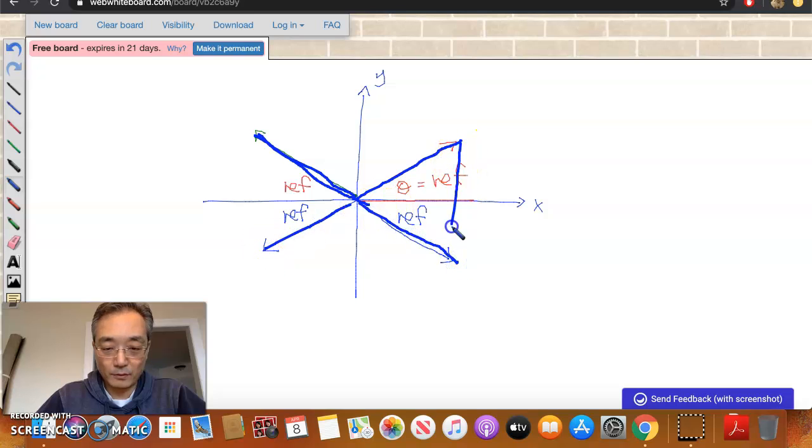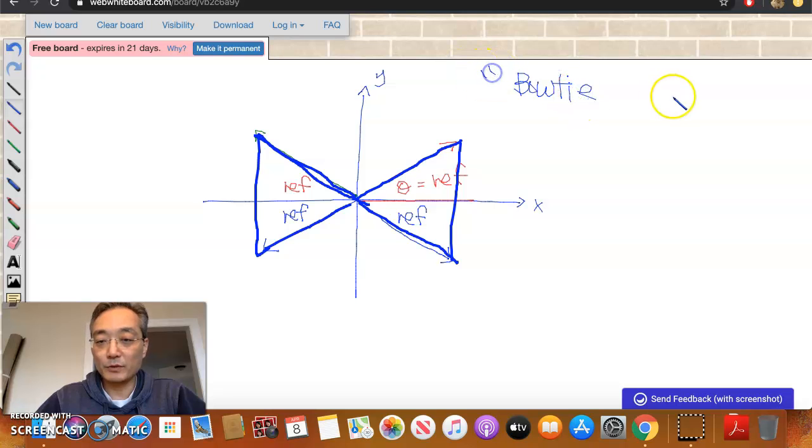If I put all the reference angles together, like so, then what I have looks like a bow tie. So basically, reference angles can also be referred to as bow tie angles, because when you put them all together, it looks like you formed a bow tie.